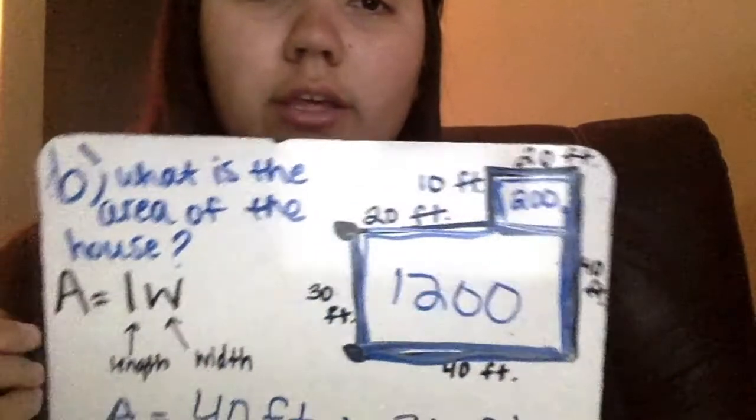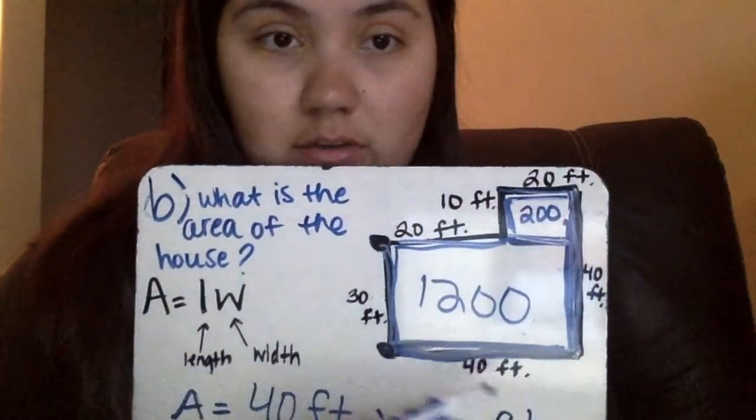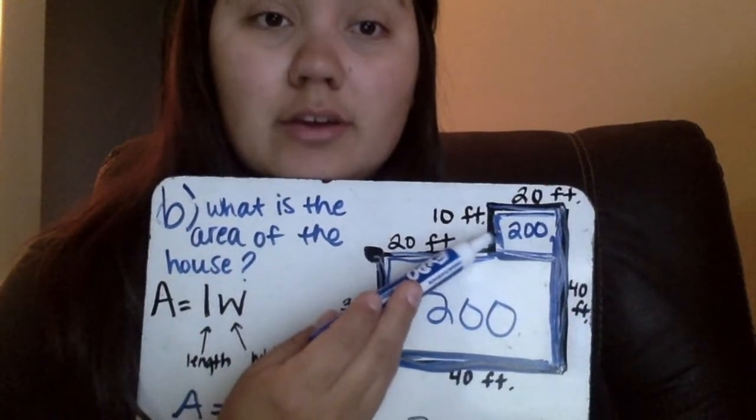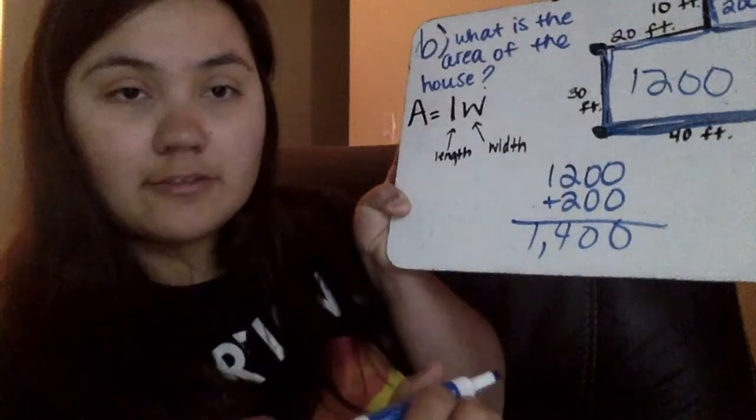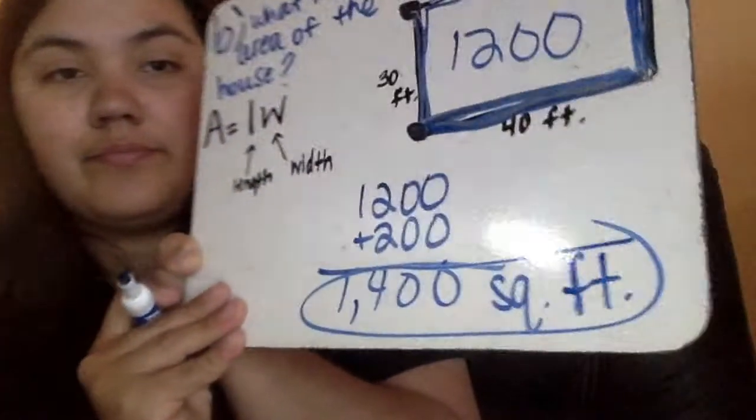We found the areas for the individual shapes inside of this house. Now, because we need to find that total area of the house, we need to add up whatever this area was and whatever this area was. So if we take 1,200 square feet and we add that small rectangle of 200 feet, we are going to get 1,400 square feet. And I wrote it this way this time. Okay.